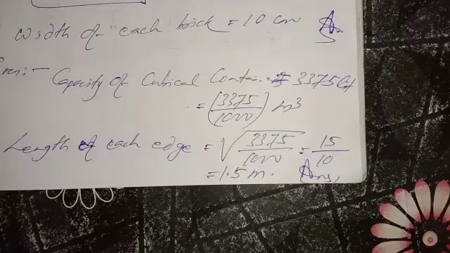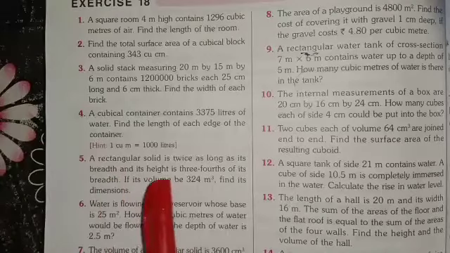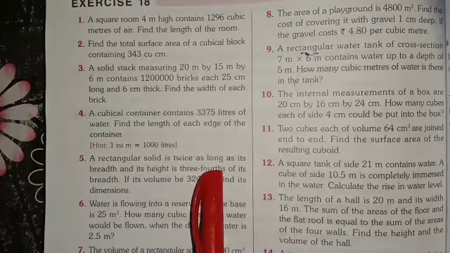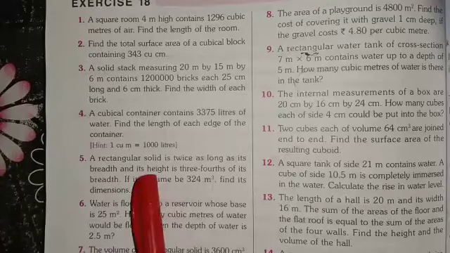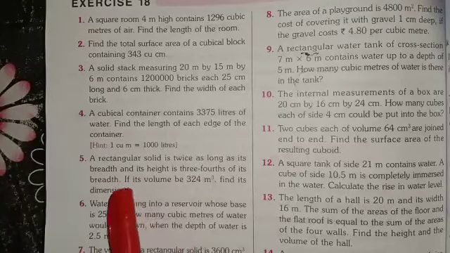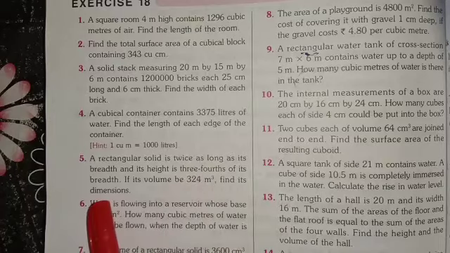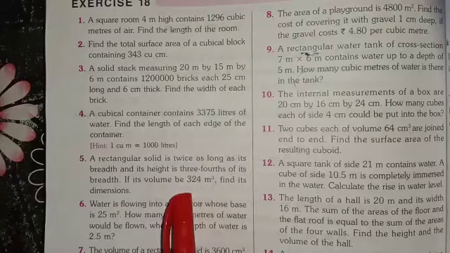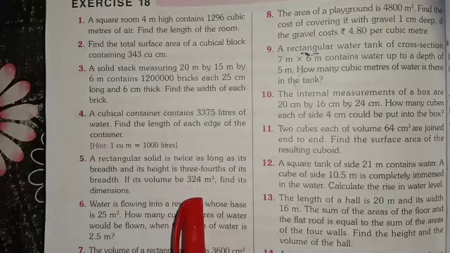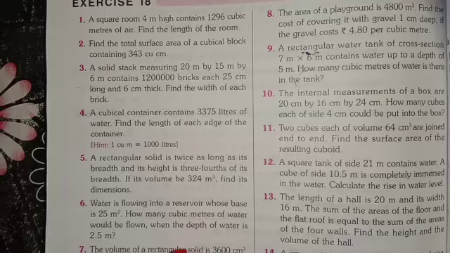Question number 5: it is given a rectangular solid is twice as long as its breadth. So let the breadth be x. The length of the rectangular solid will be 2x. And its height is 3/4, means 3 by 4th of its breadth, so 3x by 4. The volume given 324. Find its dimensions, means length, breadth, height you have to find out. Let's see question number 5. And this is the last question for today's class.